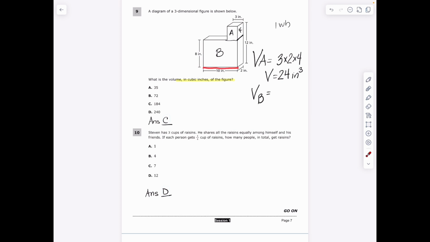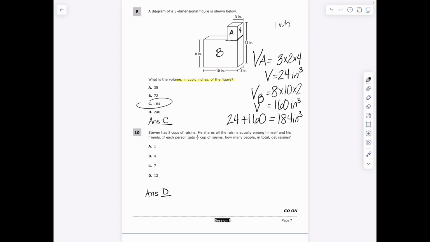My volume for B, this one should be a little easier. I have 10 by 8 by 2. So again, I'm using 8 from here to here instead of using 12. I only want this piece. I chopped off the top part. So 8 times 10 times 2. So 8 times 10 is 80. 80 times 2 is 160. And now I just have to add them together. 24 plus 160 is 184 inches cubed. Ba-bam! That's how I got the answer for this one. So it's definitely a decomposition piece.